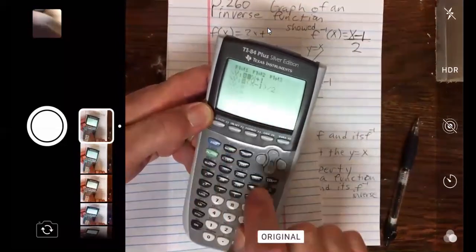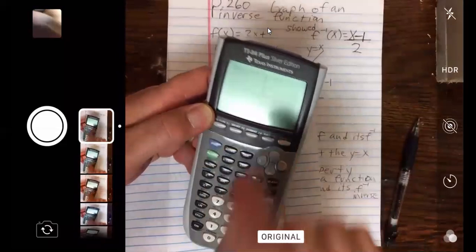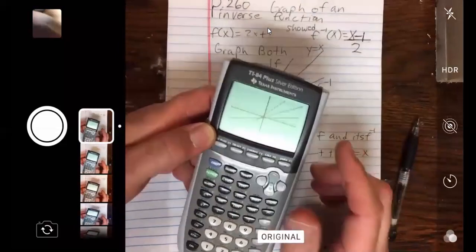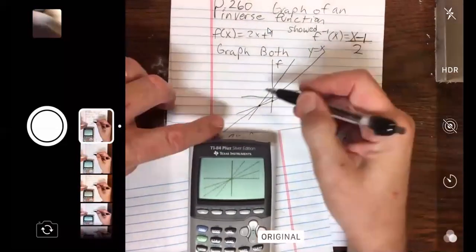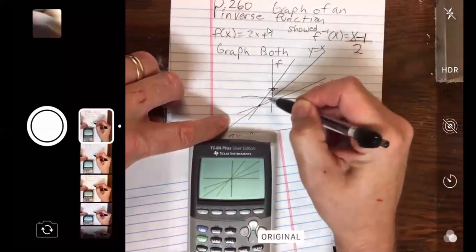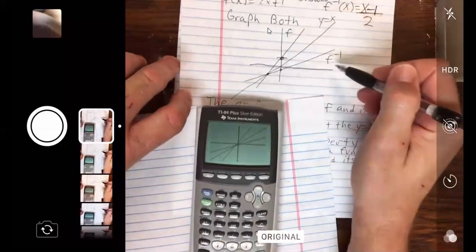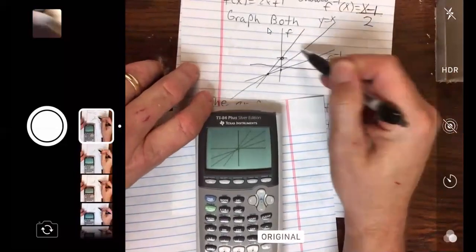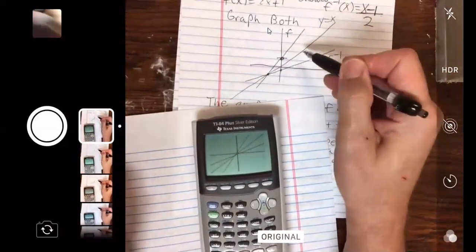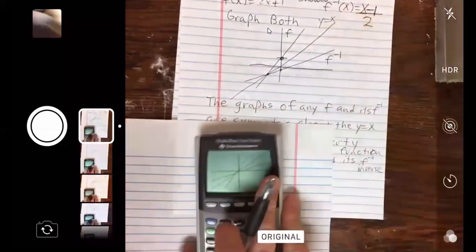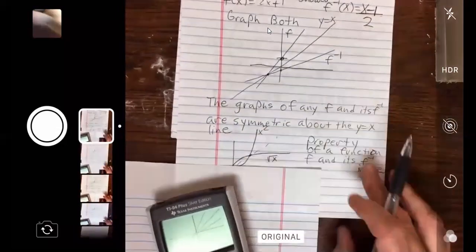If I stick on just a straight y equals x, you'll see something fascinating happen. At least it is fascinating to me. The y equals x line is your 45-degree line. And it turns out that any function graphed with its inverse is going to be symmetric about that. That's a consequence of switching the x and y. So the graph of any f with f inverse is symmetric about the y equals x line.